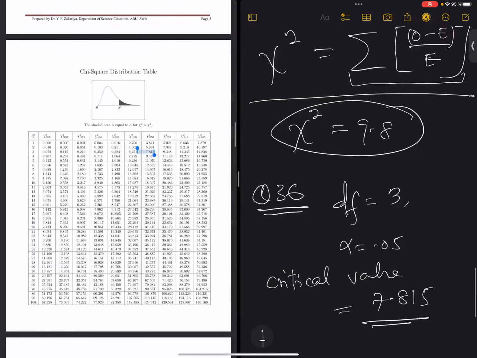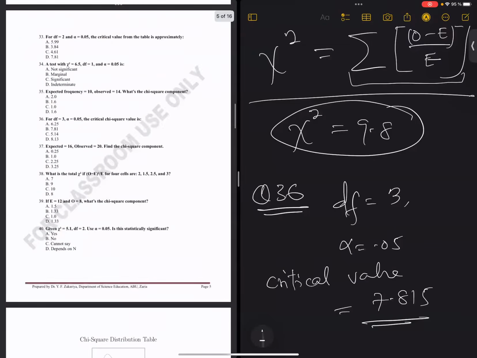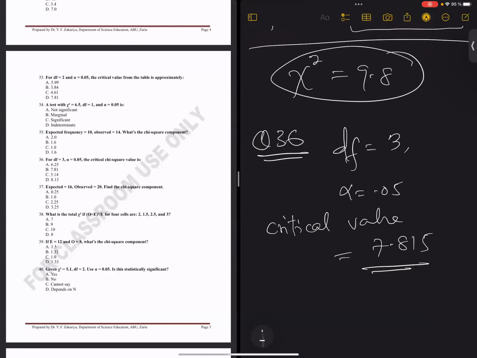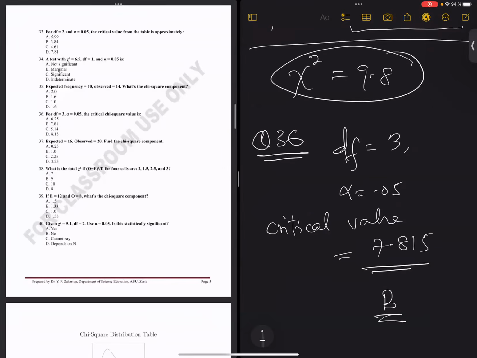So let's go back to our question whether that option is there or not. Question 36. Oh, 7.81. So we can pick that. Even though 2 decimal places is 82, that is the closest answer in the options. So the right option is option B. I hope this is clear.